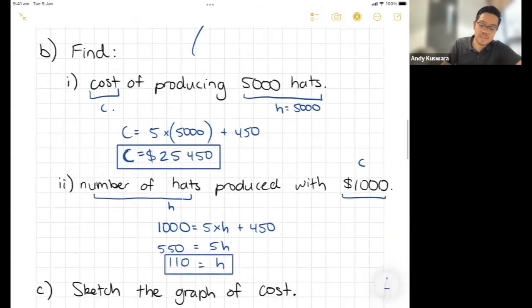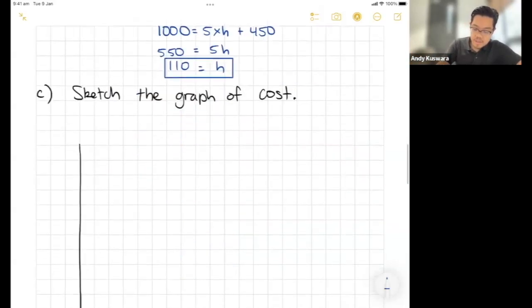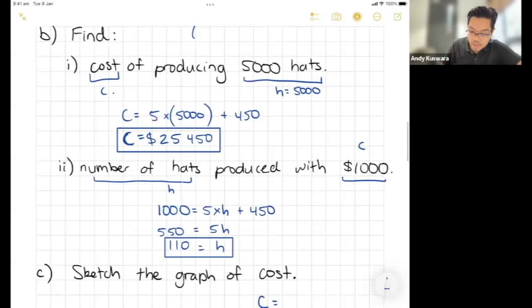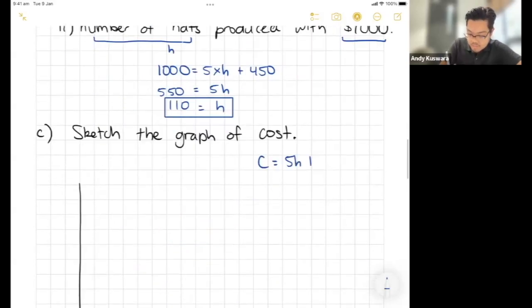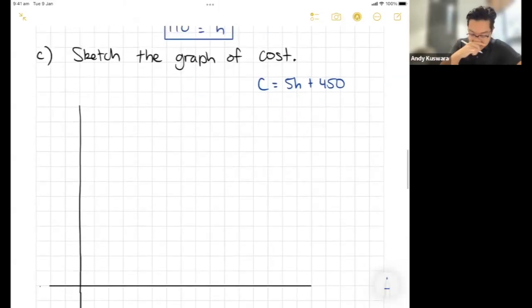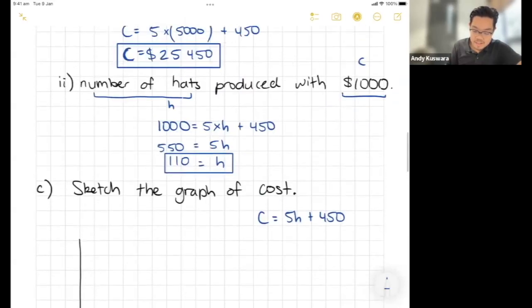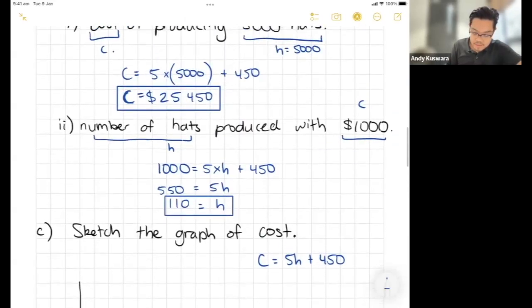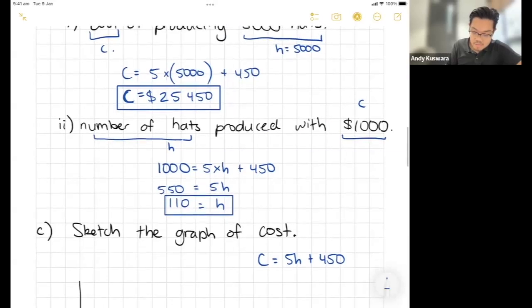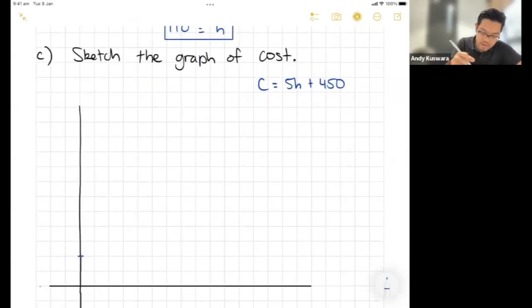And then the last thing that they may ask you to do, because these are linear relationships, is to be able to sketch. So again, I'm going to write down the formula that we worked with. It was C equals 5H plus 450. Now what we need to do is actually map this on here, and we need to pick what we call a suitable scale. Now, I can see that 110 hats was made with $1,000. So let's use a fairly big scale. It's not going to be perfect, but we're going to do it anyway.